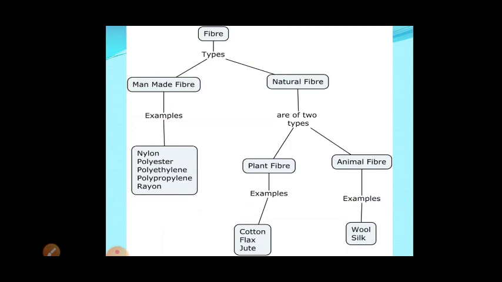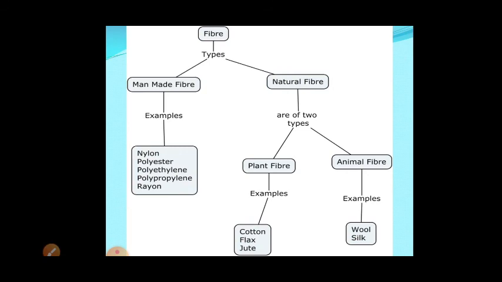Nowadays we are using nylon clothes, then polyester, rayon, acrylic clothes. This type of fiber is also stronger. That's why for different purposes, like water pipes and water cans, we are using this artificial fiber.